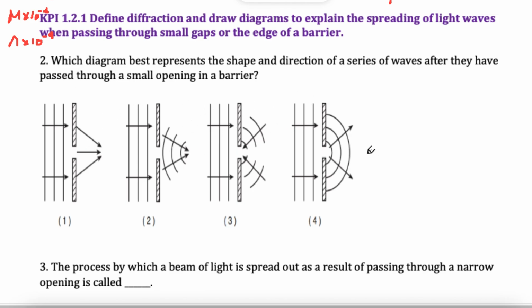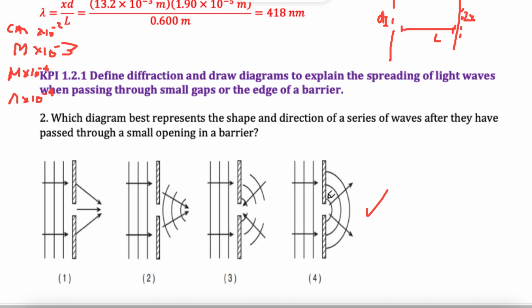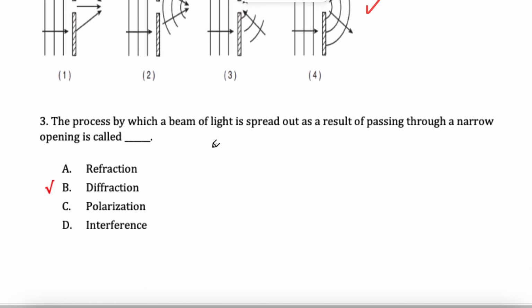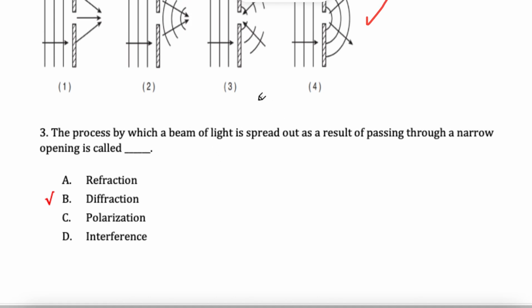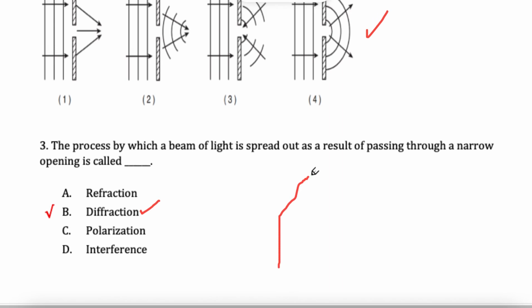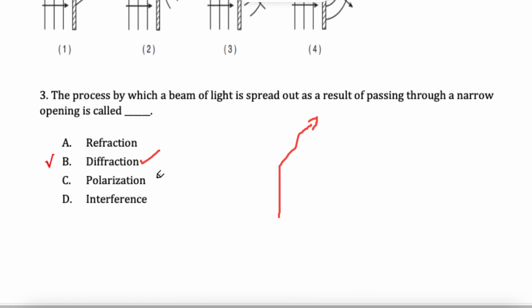Well, the only one that makes sense is when the light bends. This is what this does, this is diffraction, this is when light bends through a gap. And I've just mentioned it now, when it passes through a narrow gap, what is it called? It is called diffraction. Refraction is when a light changes direction, something like that.